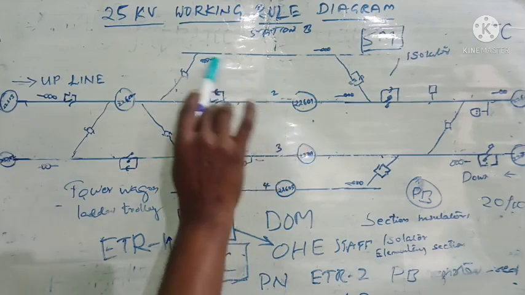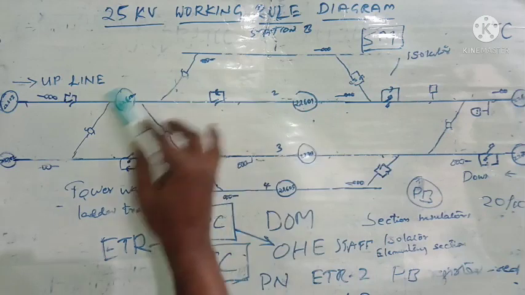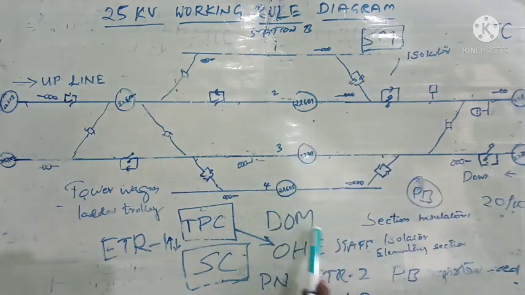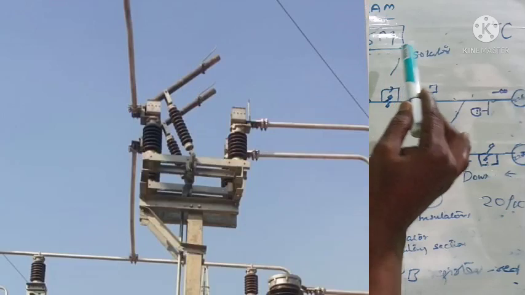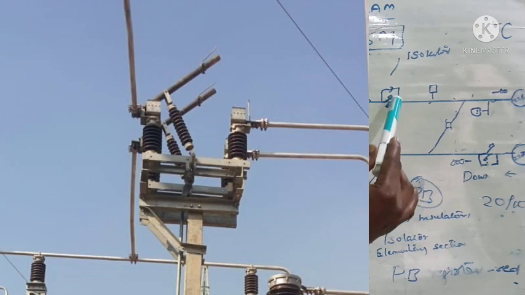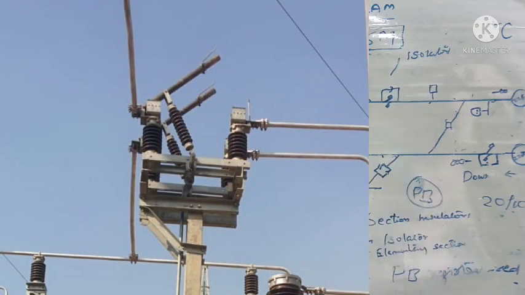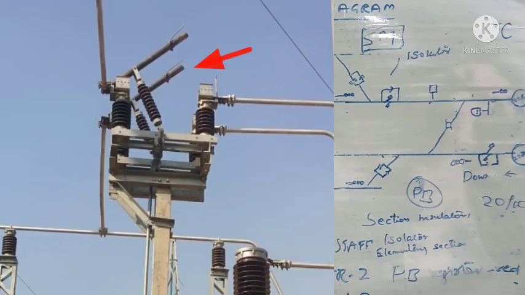In the beginning of explaining this 25 kV working rule diagram, I told you that there are several isolators in this station. The isolator is actually called an isolator switch. Normally we call it isolator. By operating this isolator, we can break the circuit. See, this is the isolator. When the handle of this isolator switch is pulled down, this connection will be disconnected. So the continuity will be disconnected.